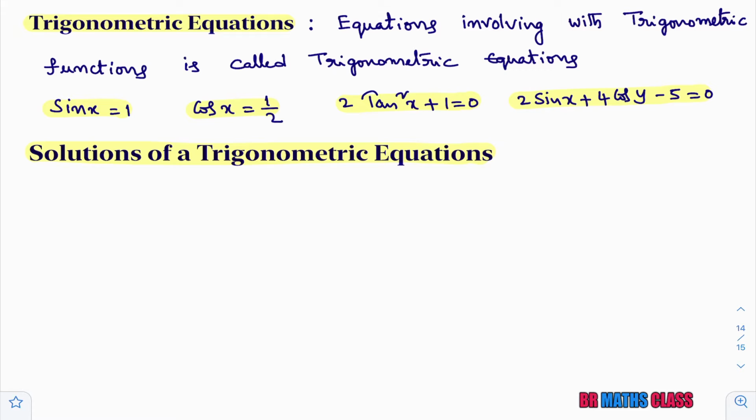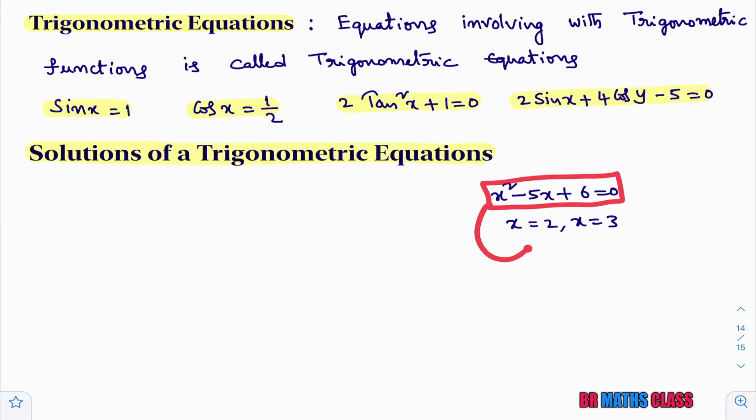There is one difference between algebraic equations and trigonometric equations. Algebraic equations contain a finite number of solutions. Trigonometric equations contain an infinite number of solutions. I'll explain this with an example. You observe the equation x square minus 5x plus 6 equal to 0. This is an algebraic equation. If I split the middle term, what are the solutions for this? I'll get x equal to 2, x equal to 3 as the solutions of this equation.